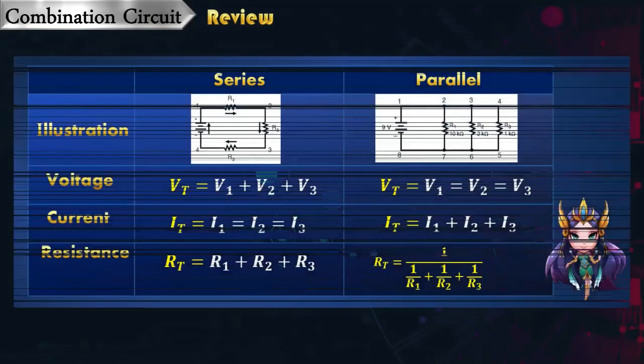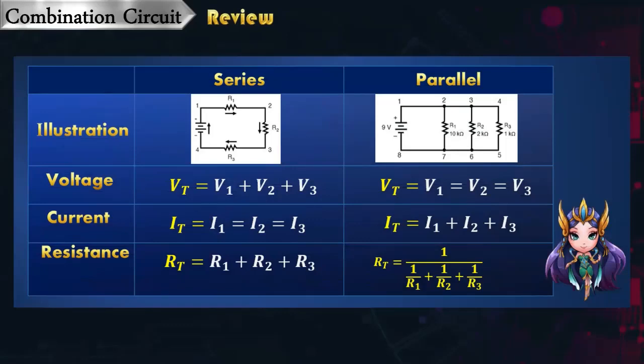Let's review. Take note of the formula for getting the total resistance in series and parallel. And also, don't forget that total current and individual current are equal in series. In parallel, total voltage and individual voltage are equal. So, in series, the current is equal; in parallel, the voltage is equal.